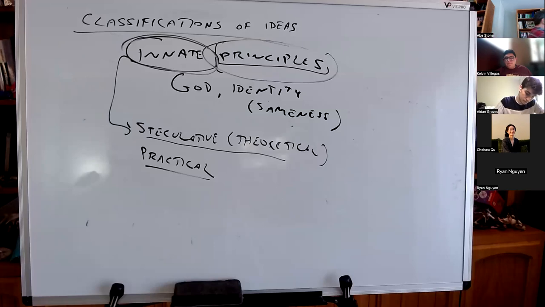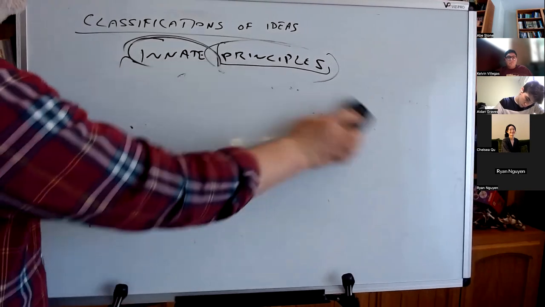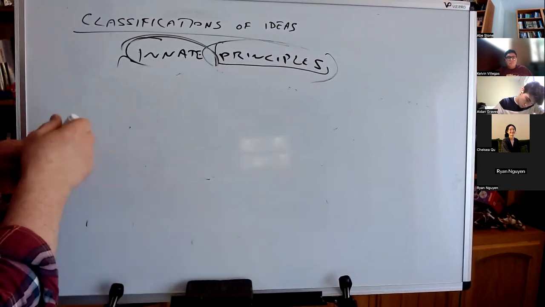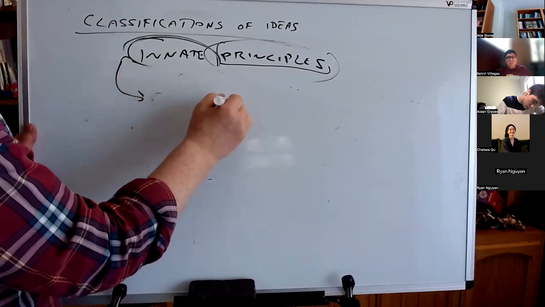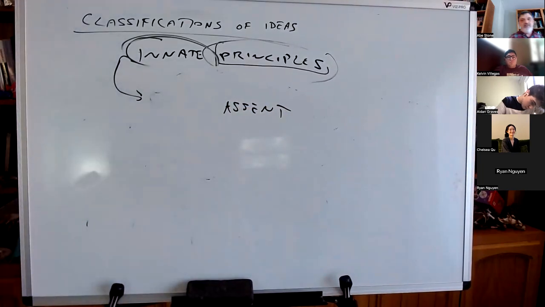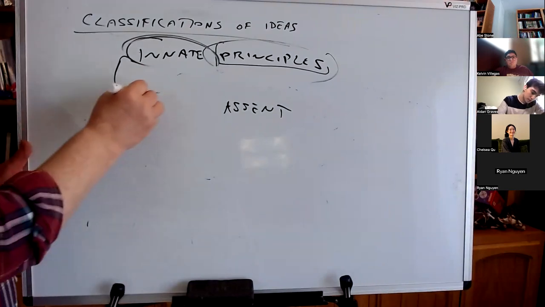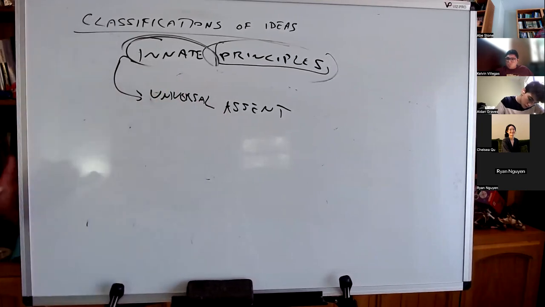So I guess I should have said, in order for innate principles to be innate, we have to assent to them. We have to have always already assented to them from the time we're born. And we should mean everyone. Now, what does everyone mean?